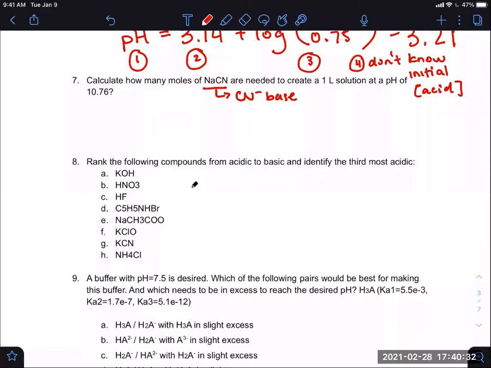Basic salts, same thing. So let's write out our ICE table and kind of work out what's going on. So we have CN minus plus H2O turns into HCN plus OH minus, okay? And we can actually derive a lot of information from this number here, 10.76, sorry.